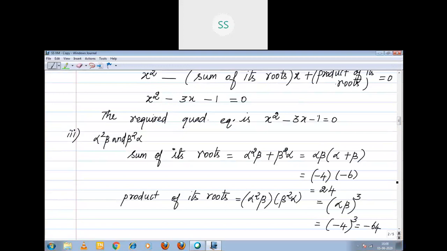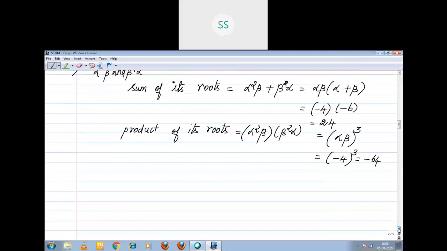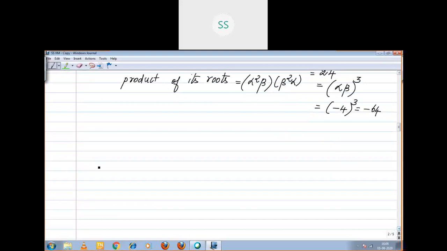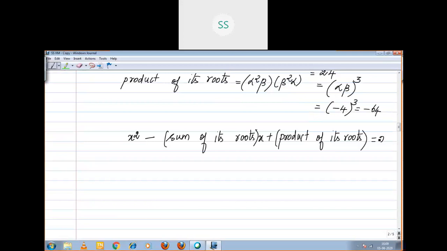Now what is given, you see, they are expecting a quadratic equation, right? x square minus sum of its roots into x plus product of its roots equal to 0. x square minus 24x minus 64 equal to 0. Am I right, children? Alpha cube, beta cube.